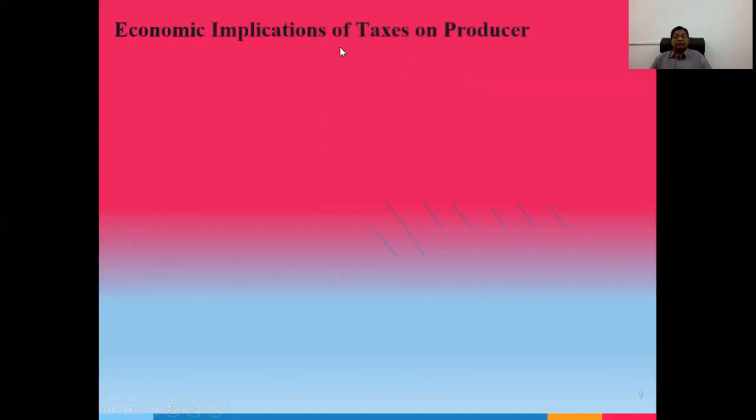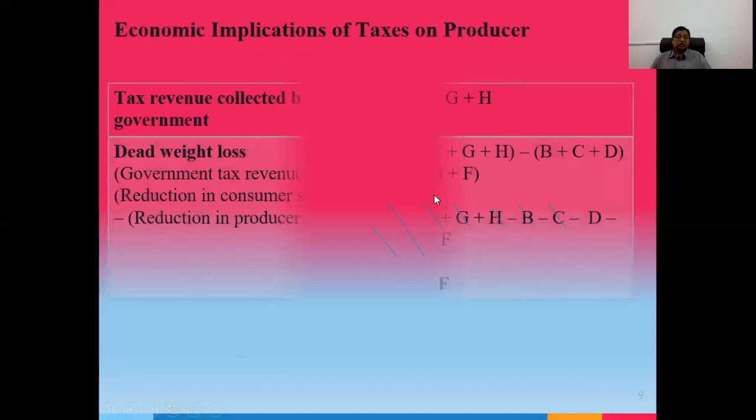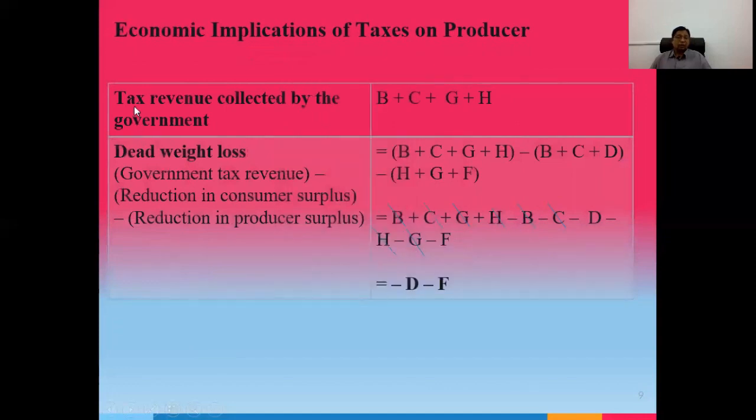Then economic implications of tax on producers continue. Now, tax revenue collected by the government. As I explained with the help of our previous diagram, tax revenue collected by the government is given by the area of B, C, G, H. Then you will be able to measure the deadweight loss of this tax policy.